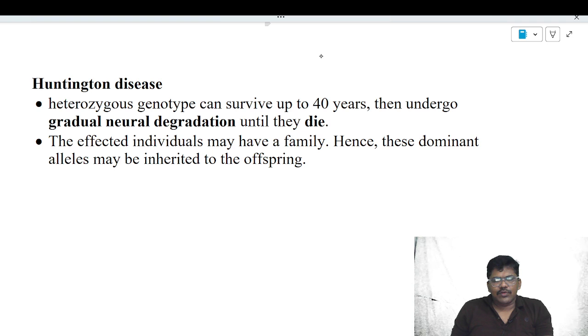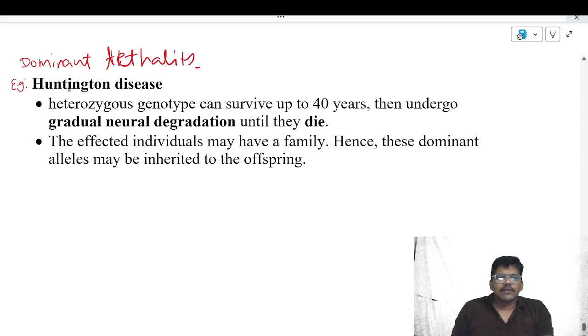Lethal genes are of two types: recessive lethality and dominant lethality. We have seen examples of recessive lethality. Now we will see one example for dominant lethality, that is Huntington disease.